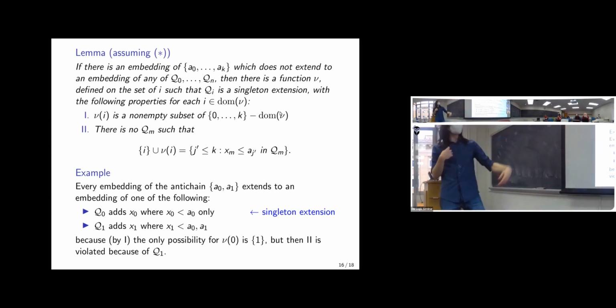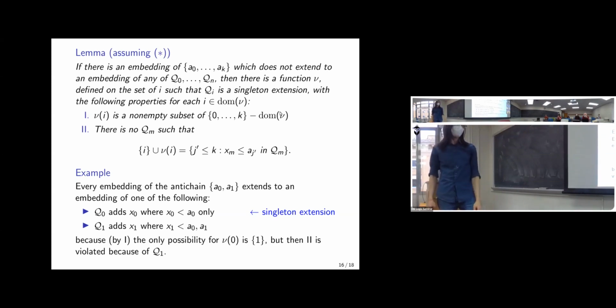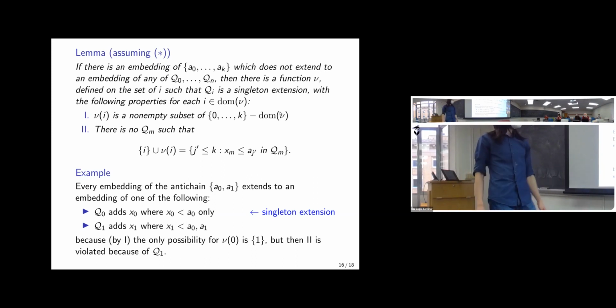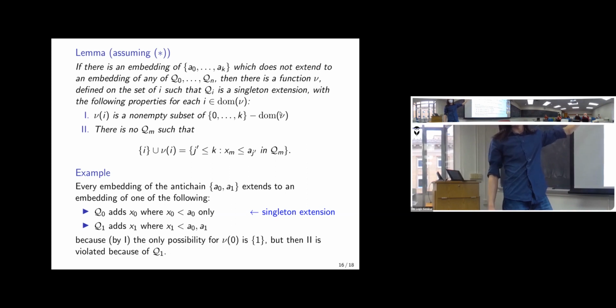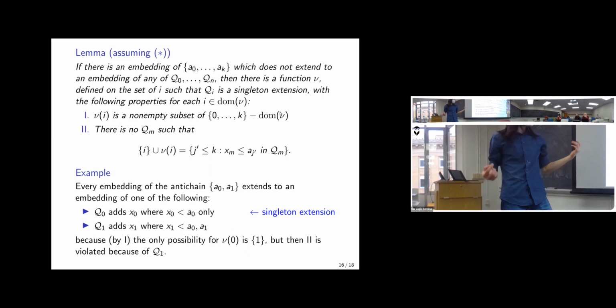Okay, so why is this true? It's easy to prove this separately, not using the lemma, but I'll just do it using the lemma to illustrate how this goes. In order to show that every embedding of this must extend, I need to show that there cannot be such a function nu, right? So then I can use the lemma. So why is there not such a function nu?